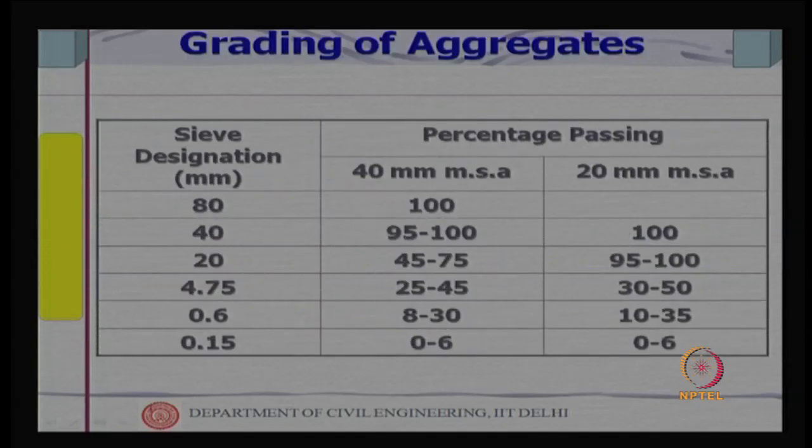This is typical grading requirements. If sieve designations are given, if it is a 20 mm aggregate, 20 mm MSA, then 100% must be passing through this, 95 to 100% grading requirement given in code. So, this is the grading requirement given in the code, in tabular form.